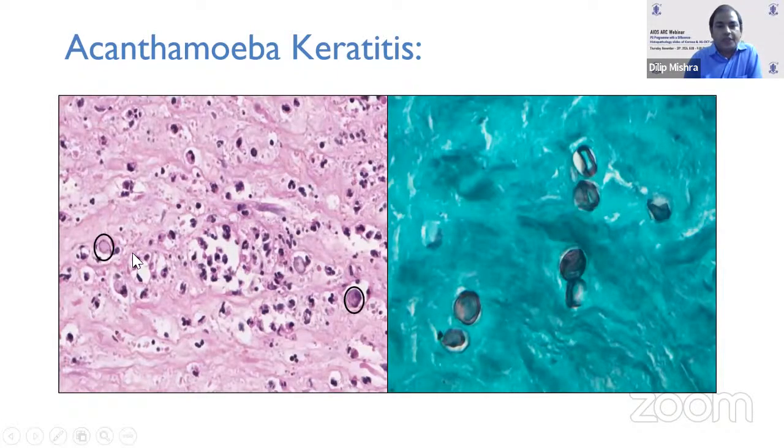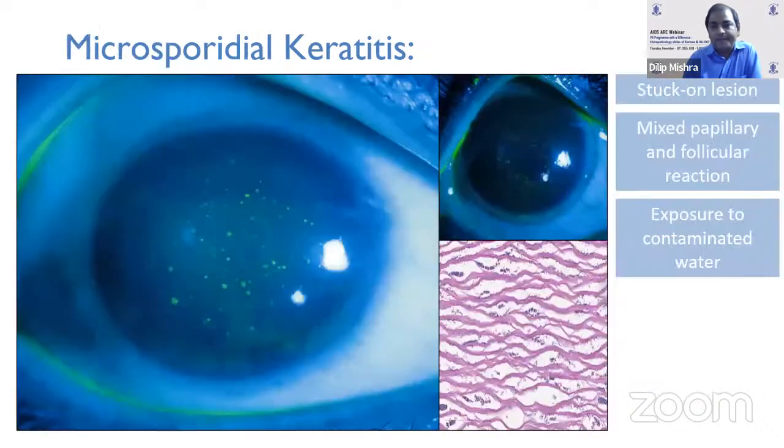On further higher magnification, we can see an oval structure, and on GMS stain this oval structure gives a bull's eye lesion or target lesion, because it contains endocyst and ectocyst. This is the nucleus, and there is a vacuolation. So this is called target lesion or bull's eye lesion. That confirms it is Acanthamoeba.